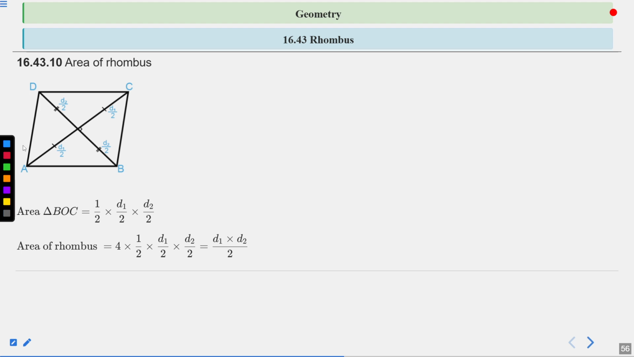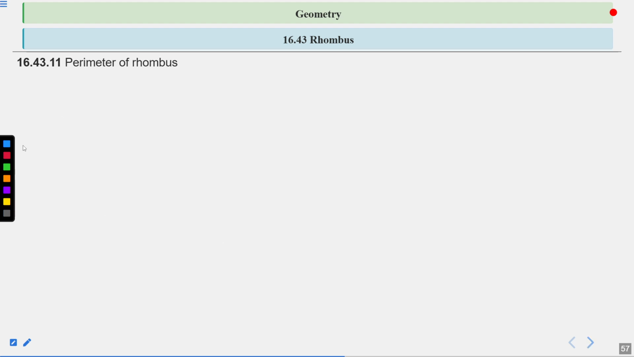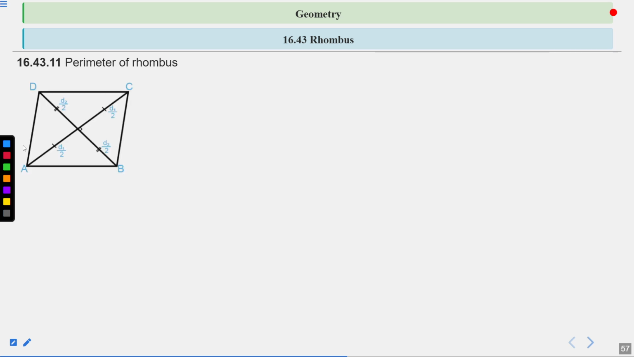Next one. Perimeter of the rhombus. Next one. So this is the diagram of the rhombus. We need to calculate the perimeter of the rhombus. So we know that perimeter is the sum of all the sides. So the sum of all the sides of a rhombus is 4a, because all sides are equal in a rhombus. So if the length of the side is a, we can say that perimeter is 4a.